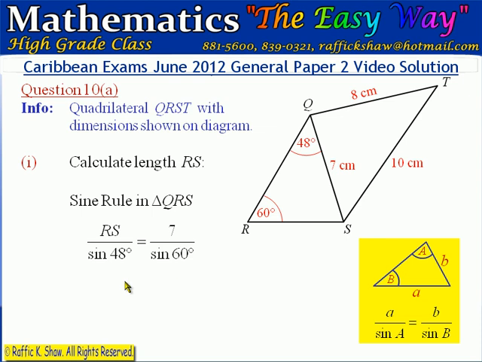And so if we transpose this equation to make RS the subject, we end up with RS equals 7 multiplied by the sine of 48 degrees divided by the sine of 60. We simply multiply both sides by the sine of 48 degrees, and this is the result. And when we use our calculator to work out this value, we see that the length of RS is 6.01 centimeters. And that is the answer for part 1.